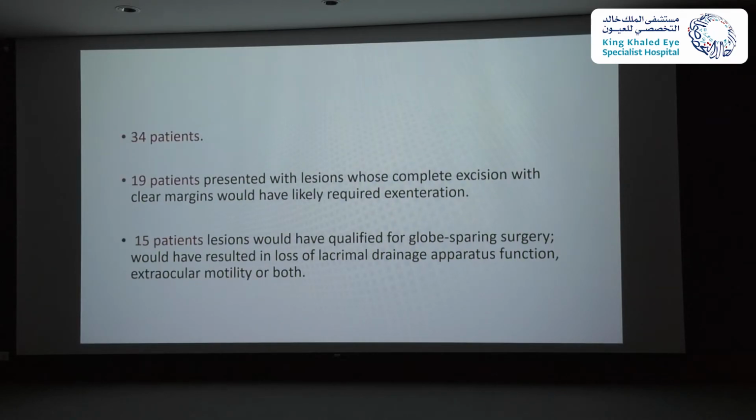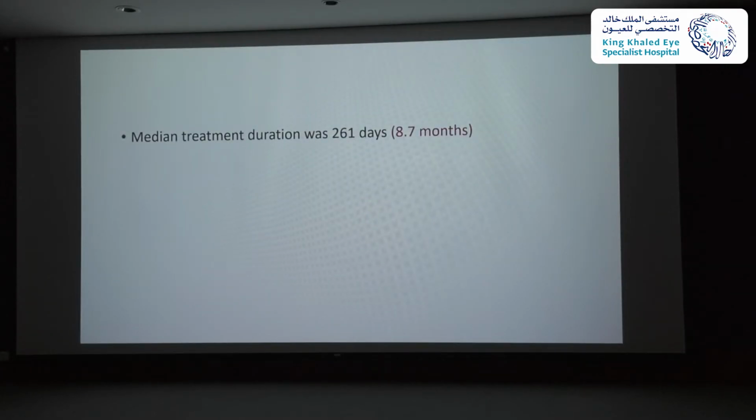They included 34 patients, 19 of whom presented with lesions whose complete excision with clear margin would have likely required exenteration, and 15 patients would have qualified for a globe-sparing surgery but resulting in loss of lacrimal drainage system or extraocular motility muscles. The median treatment duration was 8.7 months. 27 patients, or almost 80% of patients, elected to undergo excision prior to completion of the 1 year course of treatment due to poor tolerance of vismodegib. One patient died prior to completing this study.